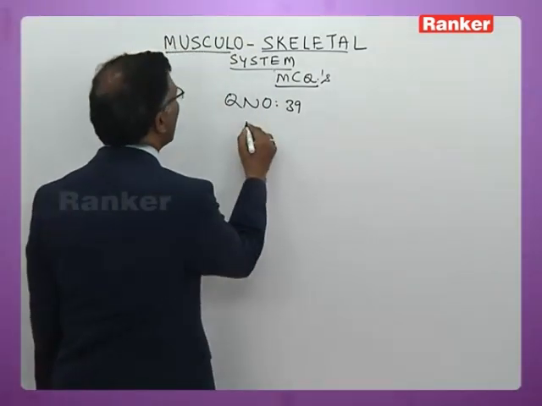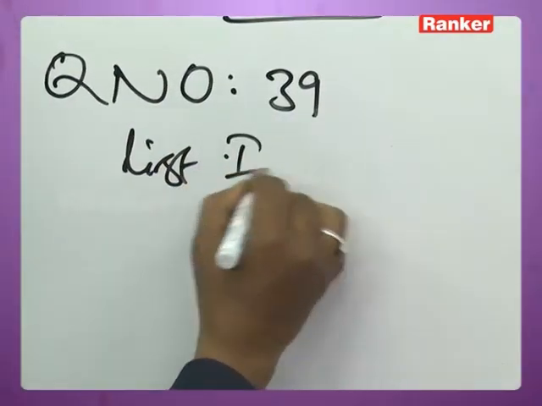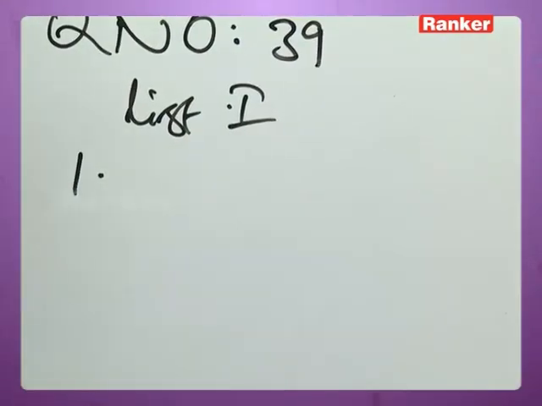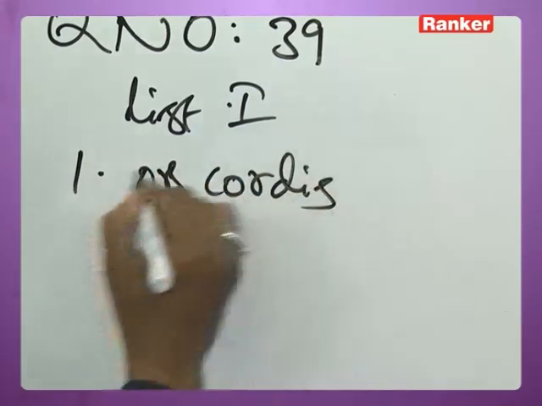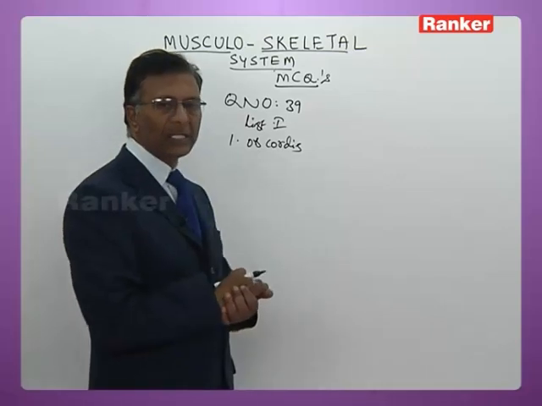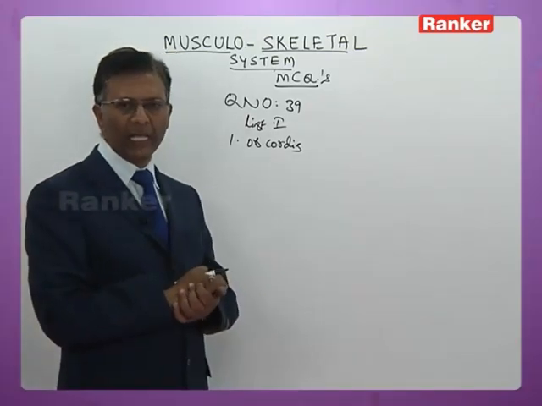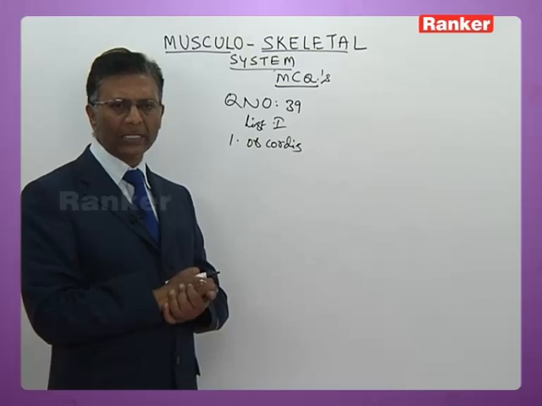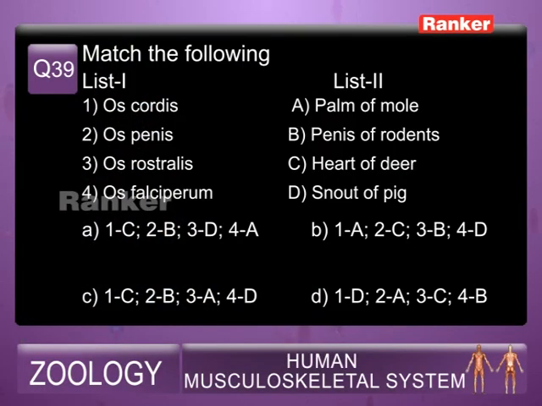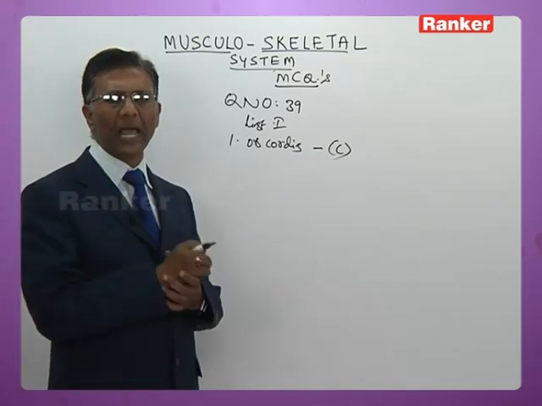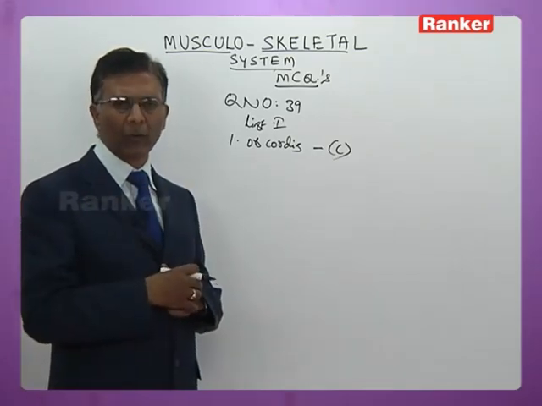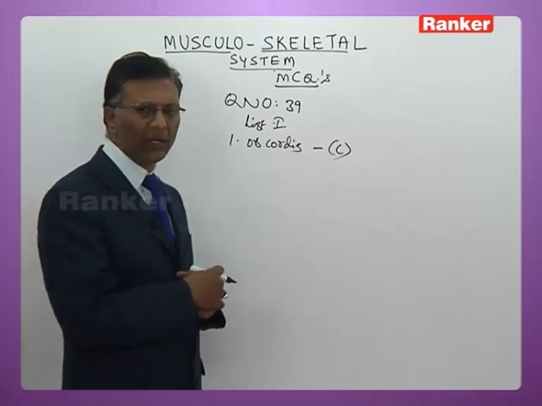Now the first one, under list 1, is given os cordis. Os cordis is a tissue that is ossified, lies in the heart of ruminants. So the answer here is C, that is, heart of deer. Os cordis is a visceral bone, that is the visceral tissue which is deposited with calcium. It is present in the heart of ruminants. So the answer is C, heart of deer.